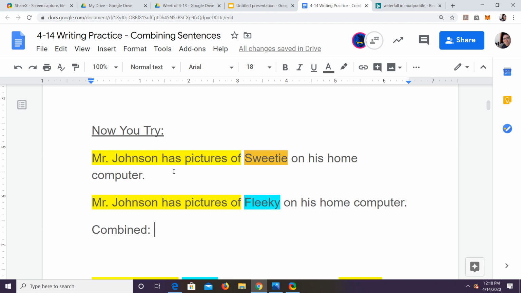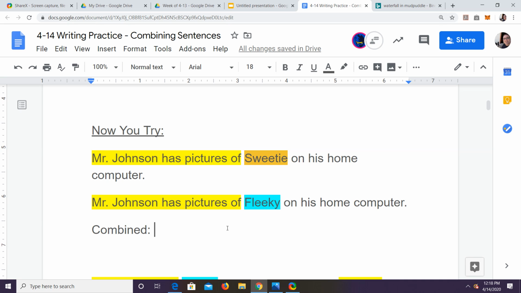Notice that I have Mr. Johnson, all that's in yellow, same color twice. And then I have Sweetie in brown, Fleeky in blue. So when I say go, take 20 seconds to figure out how do you combine those sentences into one sentence using the conjunction and. Go. And you may unfreeze the video.